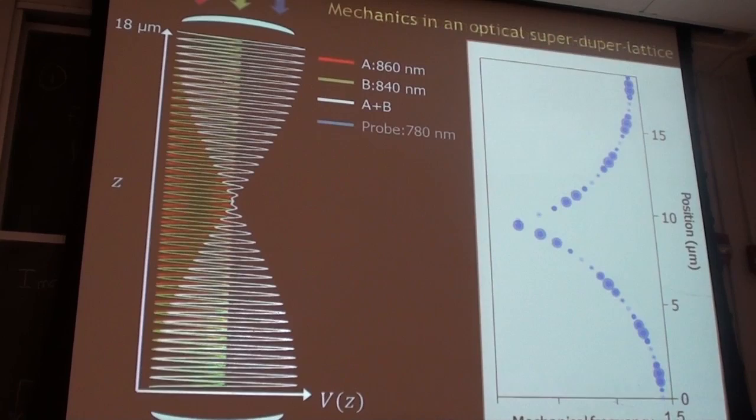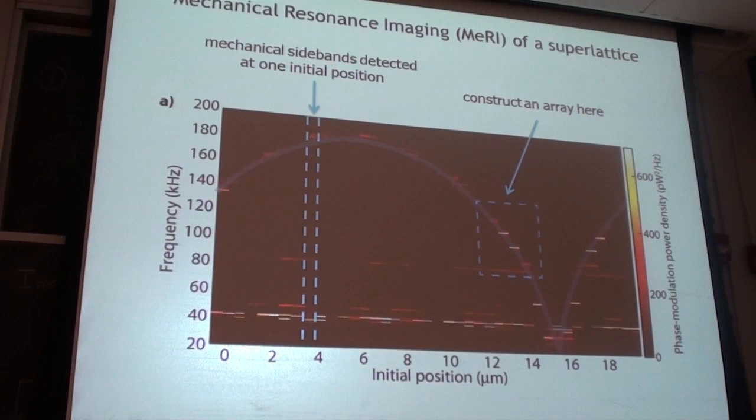There's an added wrinkle that my probe field has yet another wavelength. And so aside from the variation in the mechanical frequency, I expect also a variation in the linear response, or in the sensitivity I have to measurement. And these data show that kind of dependence. So here, as a function of initial position, where I've placed a small sample of atoms into my cavity, I'm going to plot the frequency spectrum of phase fluctuations on the light that I observe when I probe the cavity on resonance.